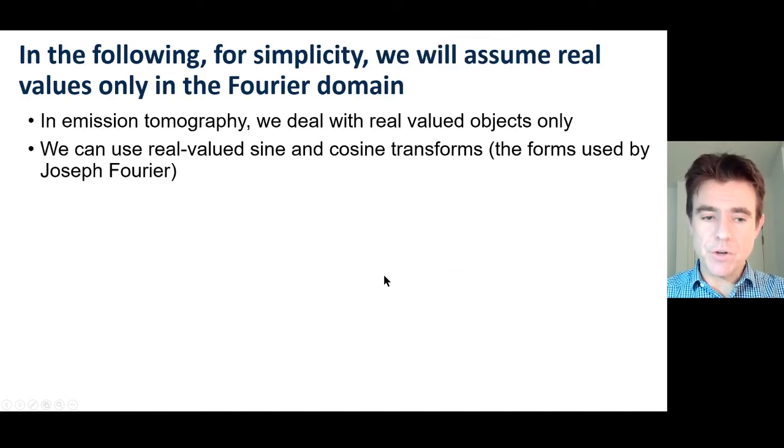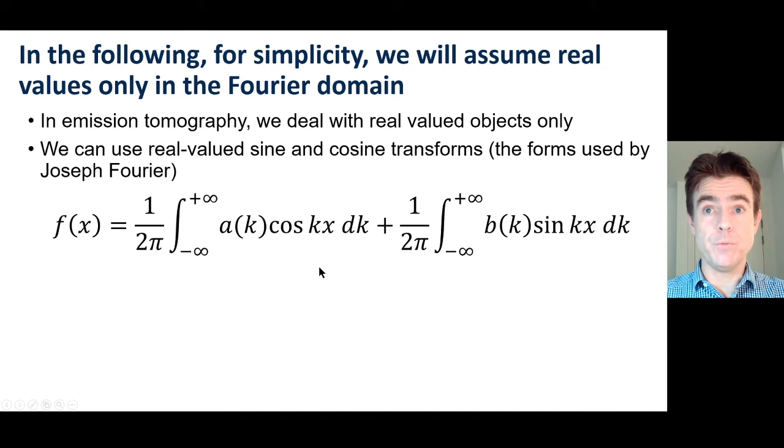Okay, an aside here briefly, and this is to simplify the description that follows. I'm going to be assuming only real values for the coefficients of the sines and cosines in the Fourier domain. First of all, in emission tomography, like PET or SPECT, we only deal with real-valued objects anyway. And in fact, it was the real-valued sine and cosine transforms that Joseph Fourier himself originally used. And so I'm going to avoid complex numbers in the following description, and just show you the formulae that I'll be using, which are perfectly valid for real-valued objects, such as the ones we're dealing with in emission tomography.